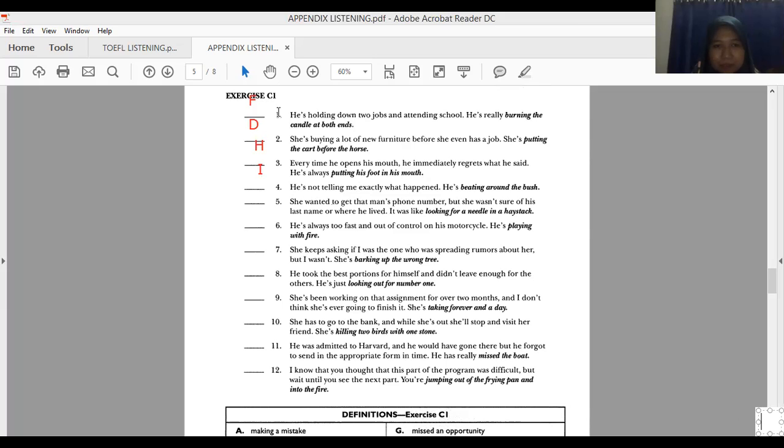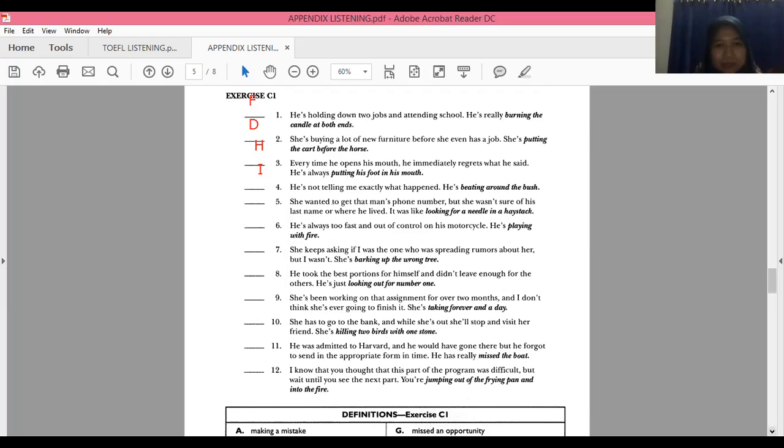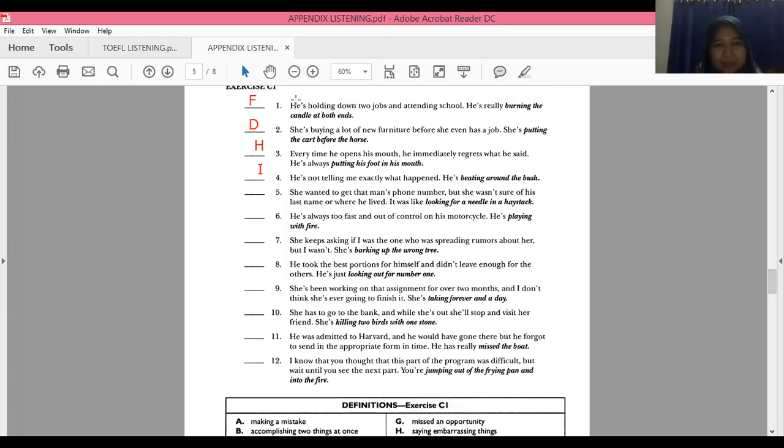Next. He is always too fast and out of control on his motorcycle. He's playing with fire. Oh, bermain dengan api. It means doing something dangerous, right? What letter?